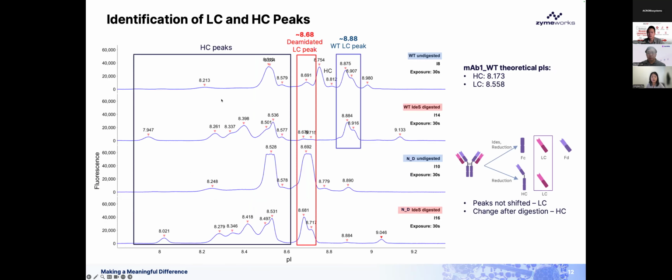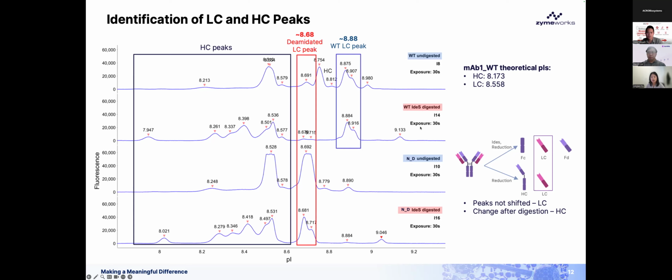Using this fragmented sample, we got better pI separation resolution, and now we can identify heavy chain and light chain peaks on cIEF. Here are the cIEF graphs for the wild type, undigested and digested, as well as the positive control, the N2D mutation, undigested and digested. I will start off by describing how we identify heavy chain peaks.